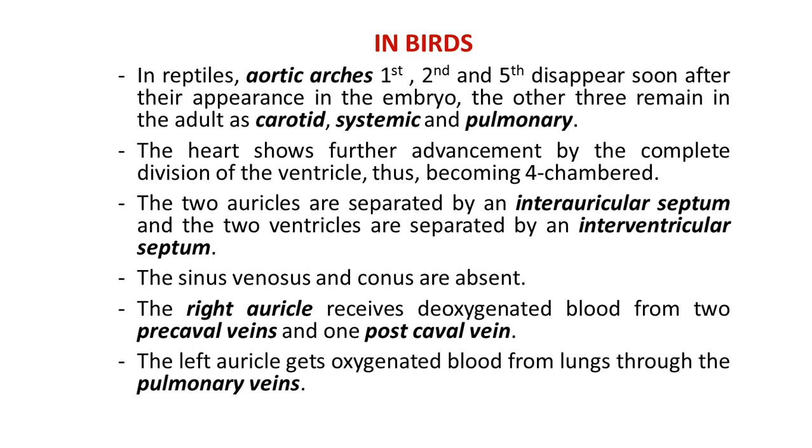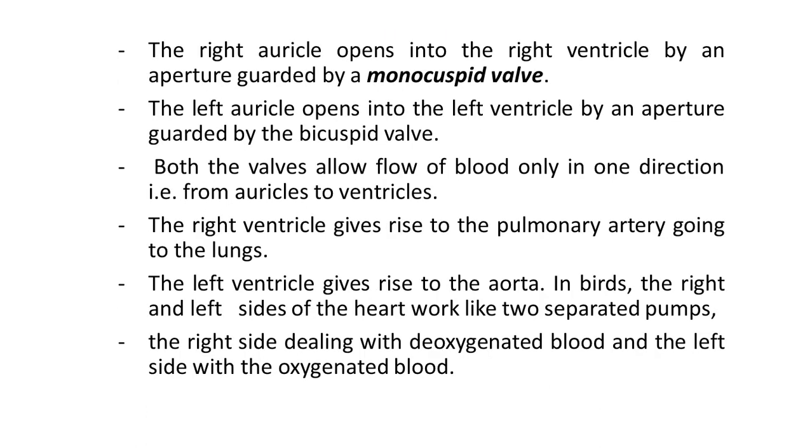The right auricle receives deoxygenated blood from two precaval veins and one postcaval vein. The left auricle gets oxygenated blood from the lungs through the pulmonary veins. The right auricle opens into the right ventricle by an aperture guarded by the monocuspid valve. The left auricle opens into the left ventricle by an aperture guarded by the bicuspid valve.